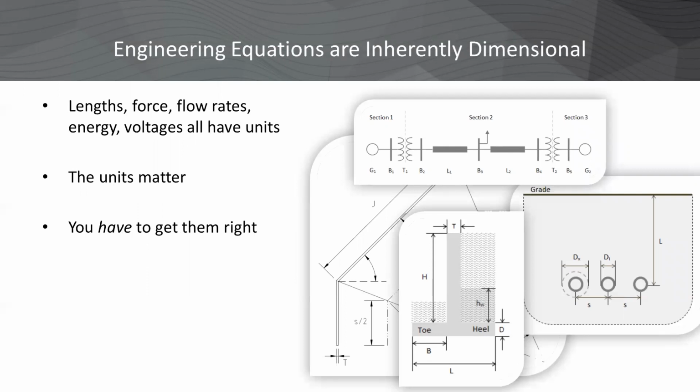Now, the parameters in those equations are inherently dimensional. Lengths, forces, voltages, masses, energies, all have dimensions. The dimensions matter, and you have to get them right. In fact, the dimension is as much a part of the parameter as is its numerical value and should really be carried along with it. We've all heard stories about what happens when you get the units wrong.